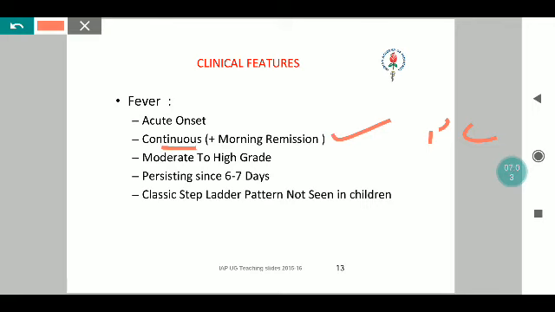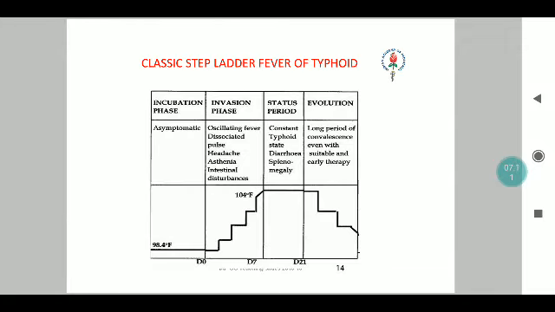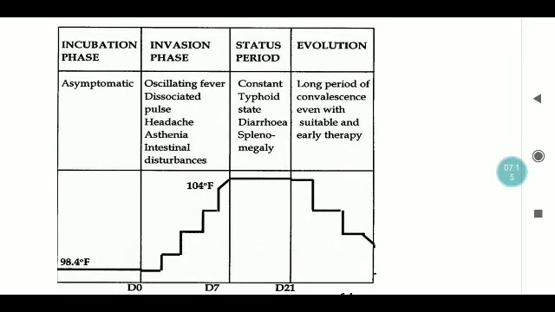Generally, enteric fevers are of moderate to high grade and persist for 6 to 7 days, but the classic stepladder pattern is often not seen in children. The reason attributed to this is, one, on-time use of antipyretics, and the second thing is the innate immunity of the child.